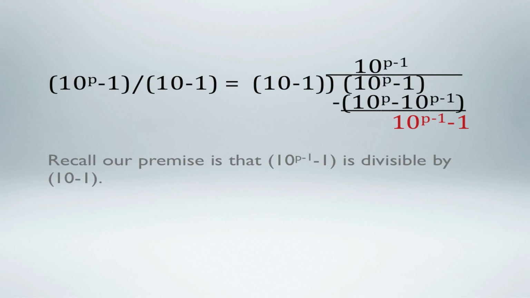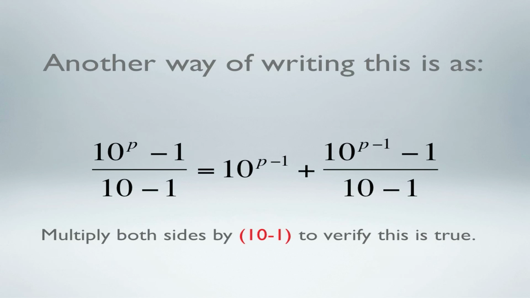Another way of writing out that synthetic long division is to write it in this fractional form right here. The left-hand side is our original problem. It's 10 to the p minus 1, all divided by 9, or divided by 10 minus 1. The right-hand side of the expression is what we get from doing the synthetic long division. We say that's equal to 10 to the p minus 1 plus the fraction 10 to the p minus 1 divided by 9, which we've written as 10 minus 1.